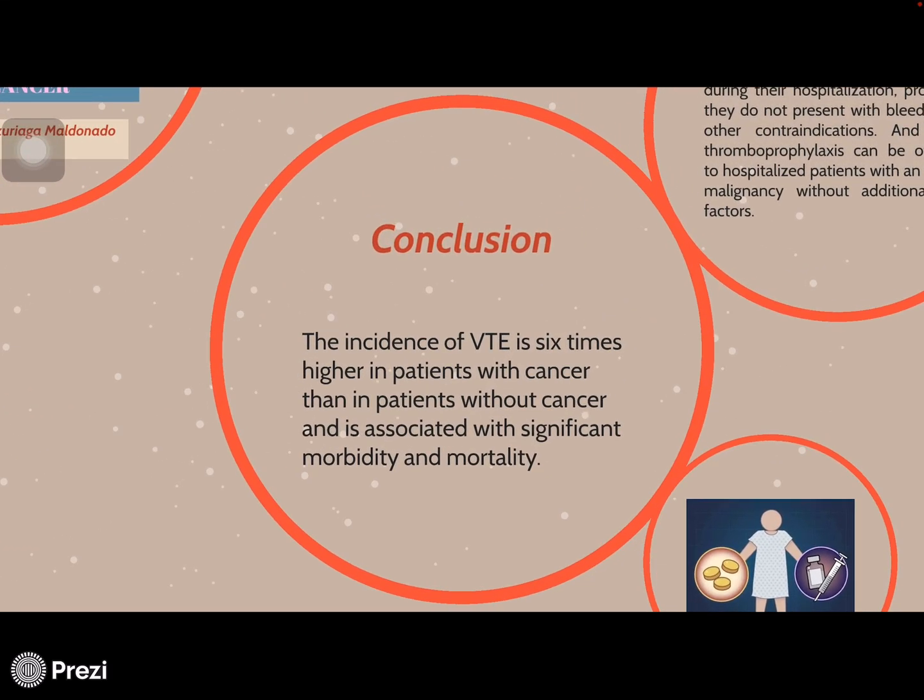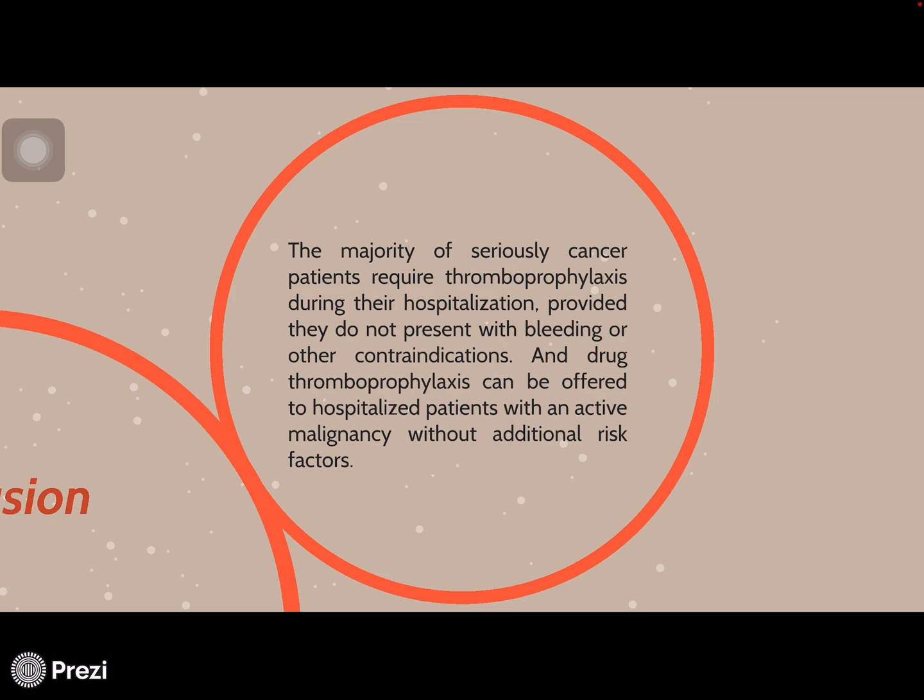Finally, the conclusion: the incidence of venous thromboembolism is 6 times higher in patients with cancer than in patients without cancer and is associated with significant morbidity and mortality. The majority of seriously ill cancer patients require thromboprophylaxis during their hospitalization, provided they don't present with bleeding or other contraindications. And drug thromboprophylaxis can be offered to hospitalized patients with an active malignancy without additional risk factors.